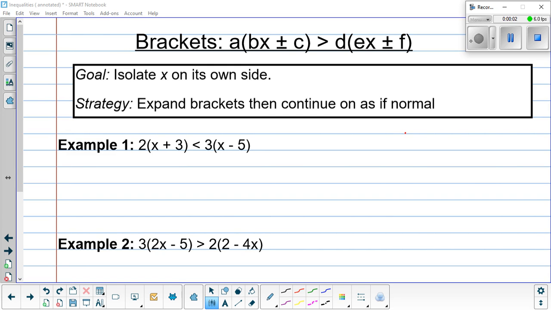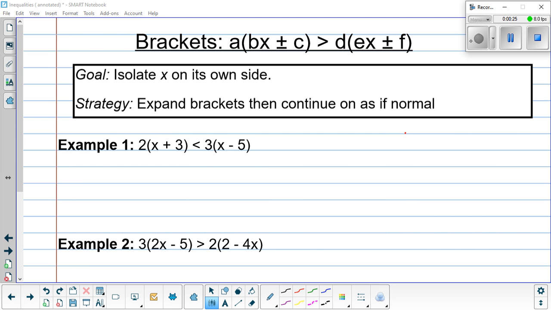Here with Mr. Canada today, and we're looking at inequalities and brackets. So they're in the form, really complicated form at the top, but not so complicated when we start working with it. So we want to isolate x to its own side again, and how do we do this? Well, our strategy is just expand the brackets, and then we're just going to apply the same techniques that we've gone through in the last few videos.